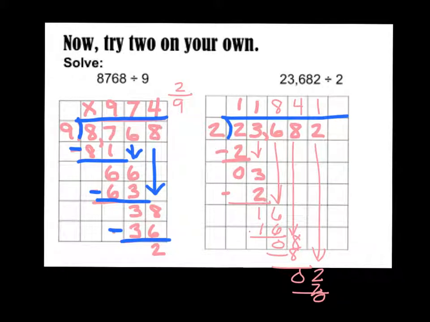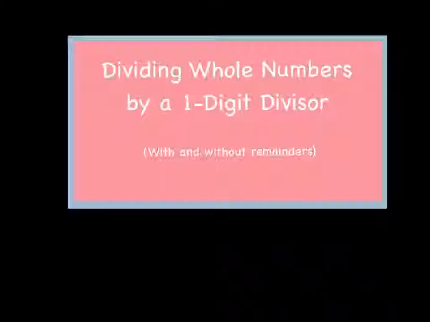Yes, I now see that there are not enough blocks to use for this problem on this paper, but the answer you should have gotten should be 11,841 with no remainder. In this video, you learned how to divide whole numbers by a one-digit divisor with and without remainders.